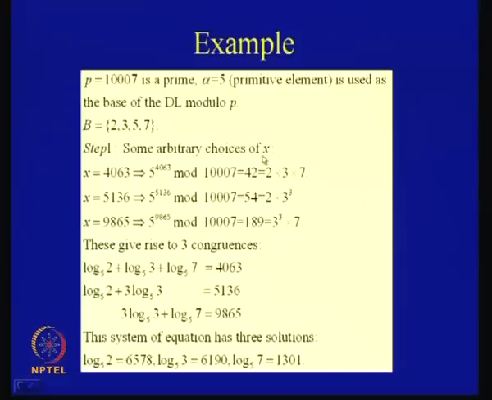The first step is to choose some arbitrary values of x. In this case the choices of x are 4063, 5136, 9865, where if you raise alpha to these powers and compute the modulo, you are able to express the outputs in the factor base. So this gives rise to 3 congruences, which if you solve, you will be able to find the logarithms of each of these primes in the factor base.